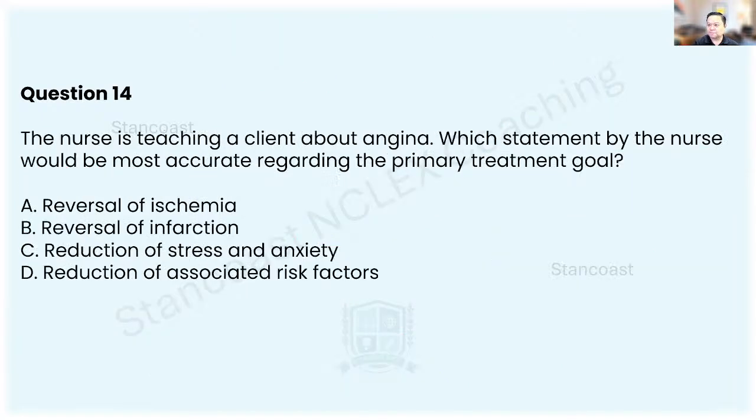Okay, number 14. The nurse is teaching a client about angina. Which statement by the nurse would be most accurate regarding the primary treatment goal? Again, the nurse is teaching a client about angina. Which statement by the nurse would be most accurate regarding the primary treatment goal? Is it A, reversal of ischemia, B, reversal of infarction, C, reduction of stress and anxiety, and D, reduction of associated risk factors?